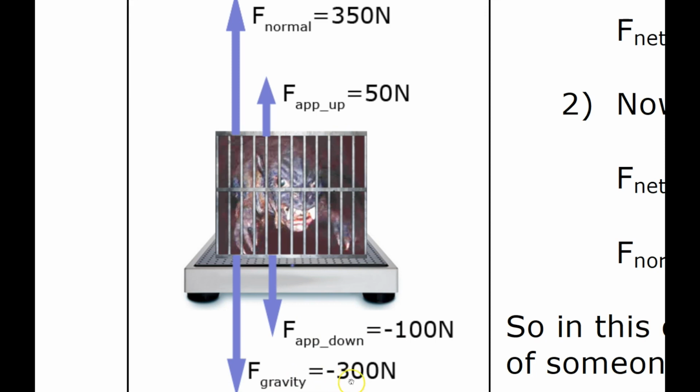The force of gravity is still 300 newtons acting on the chupacabra in the cage. The chupacabra still has the same weight. But now we have a force down of negative 100. So over here, what we have is a total of negative 400 down on the scale, but someone's pulling up with 50 newtons.